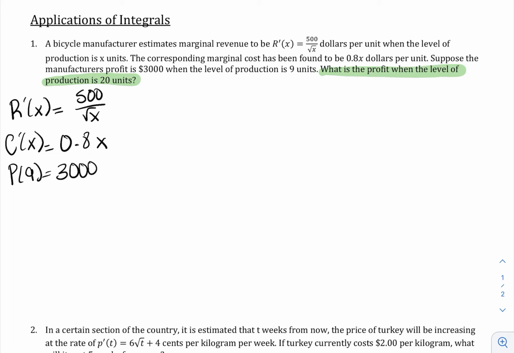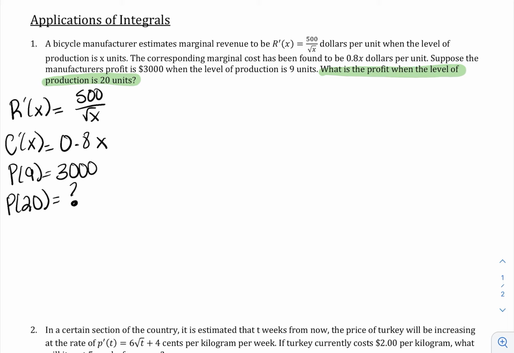Why did I not write P prime? Because it doesn't tell me that marginal profit is 3,000. It tells me the original profit is 3,000. So that's not a derivative, that's regular P. And then it's asking me, what is the profit when the production is 20? So when it's 20, what is the profit?